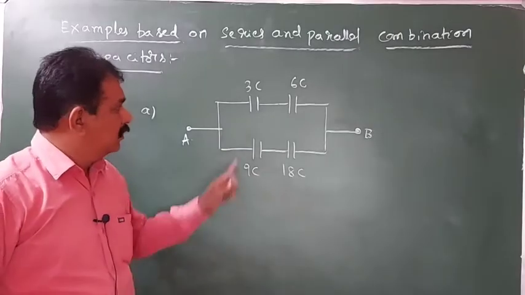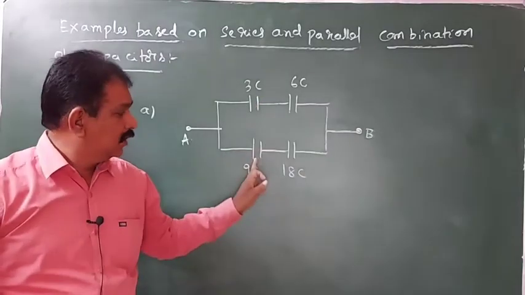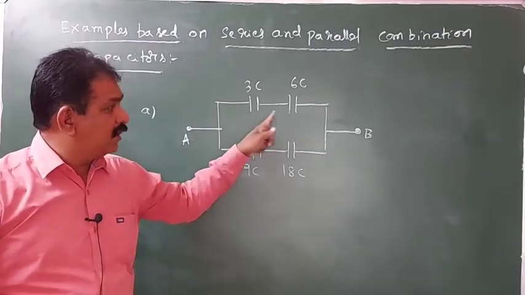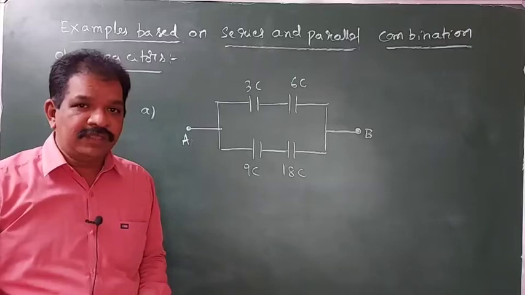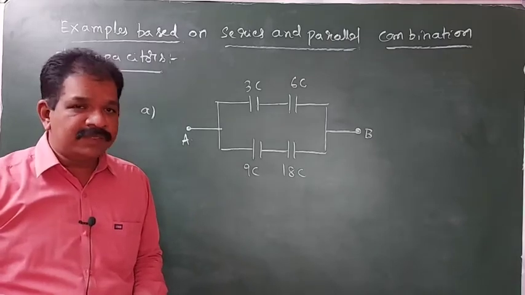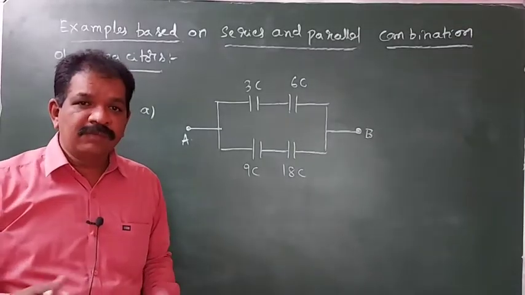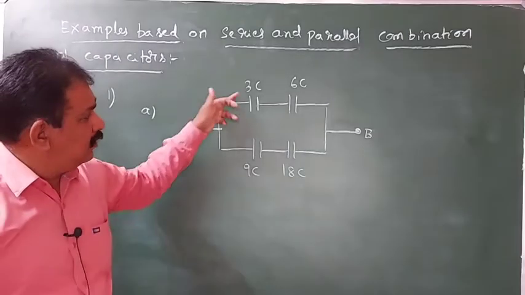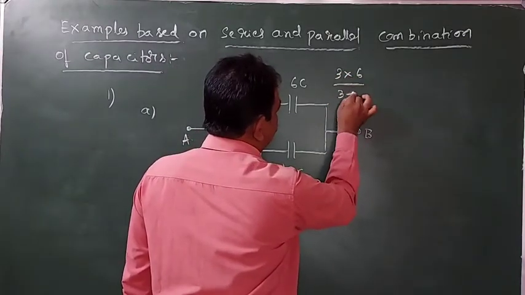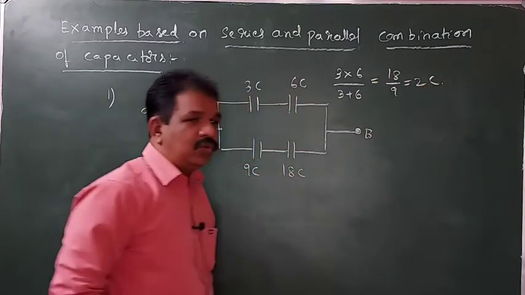That is the question. So 3C and 6C you observe, these two will be in series. 9C and 18C, these two will be in series. What is the effective capacity formula in series? If two capacitors are there, C1 C2 by C1 plus C2. So C is common, so 3 into 6 by 3 plus 6. 3 into 6 will be 18 by 9, this will be 2C.